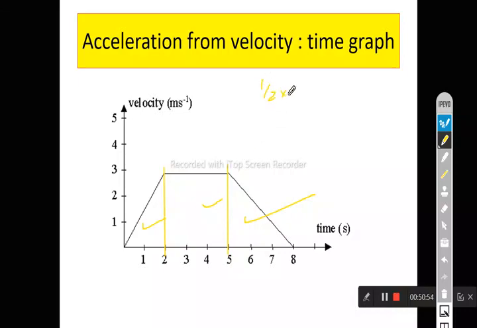So what is the area of a triangle? Half base times height. Alright? Is that for a right angle triangle, or can I use it for any triangle?